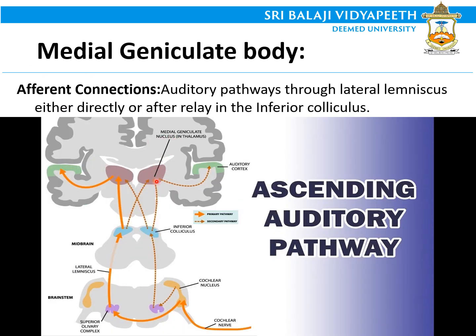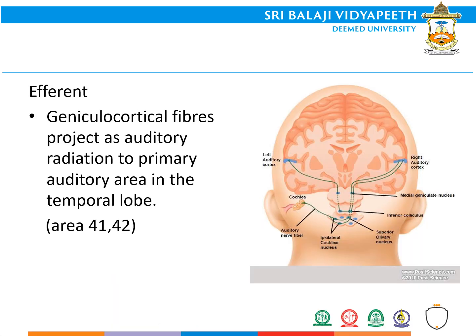Here they reach the medial geniculate body. Now from the medial geniculate body they project into the auditory cortex. So these are called the cortical fibers and they project as auditory radiation into the primary auditory area in the temporal lobe, area number 41 and 42.